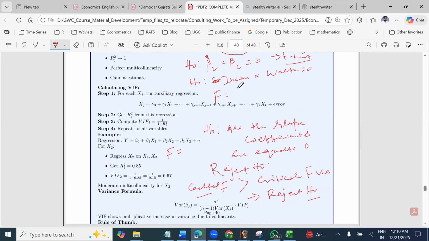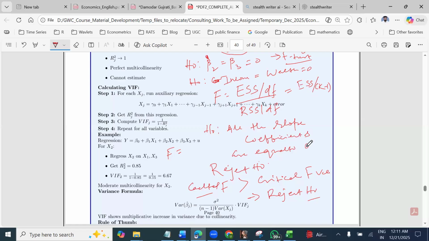So the F test formula is ESS upon degrees of freedom and RSS upon degrees of freedom. What is the degrees of freedom for ESS? I told you, it is K minus 1. K is your number of parameters, sir? K is not the number of observations.